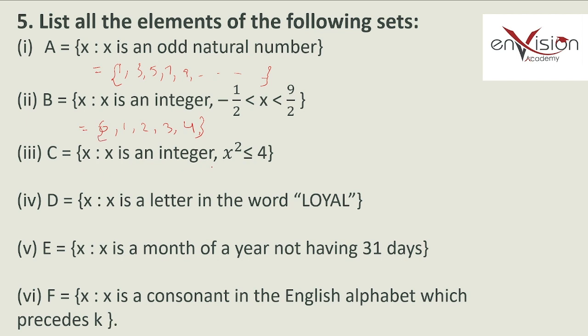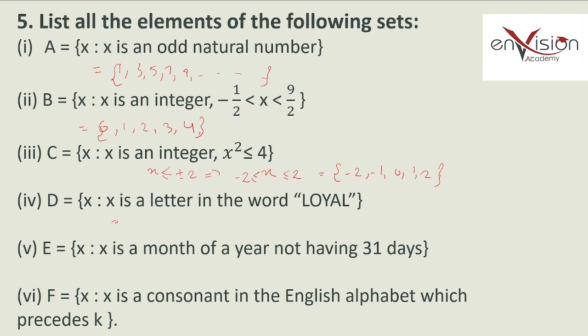Then we have x is an integer, x squared less than or equal to 4. X squared less than or equal to 4 means the value of x lies between minus 2 and plus 2. It means x is greater than or equal to minus 2 and less than or equal to 2, so we have the set -2, -1, 0, 1 and 2. This is your set C.